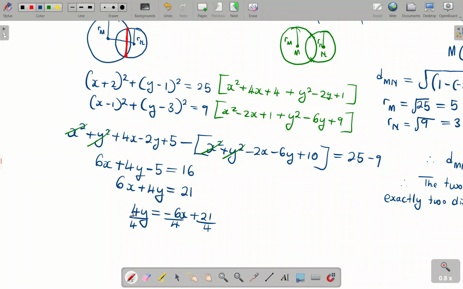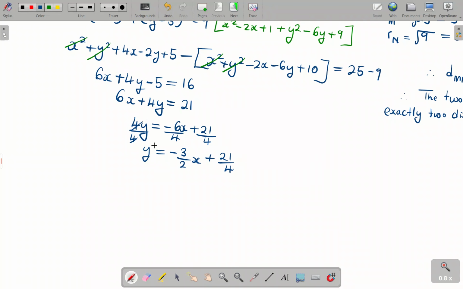So let's divide through by 4 to give us y. Now 2 goes into 6 how many times? 3 times, so 3x over 2. And 21 divided by 4, that's 21 over 4. And this will be our answer, guys. So we are done with this question.